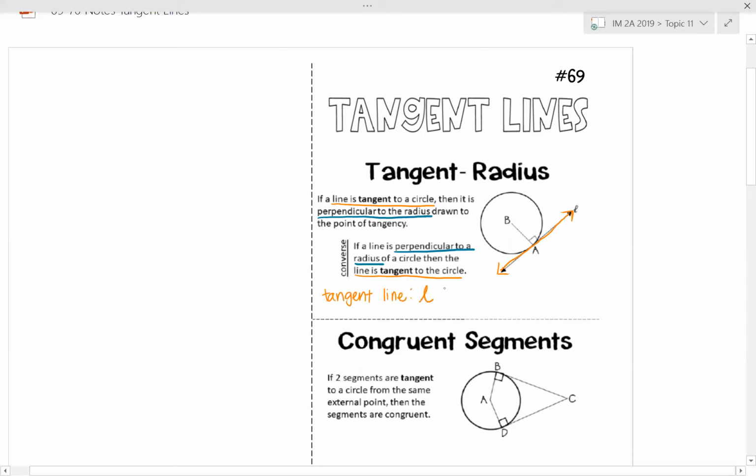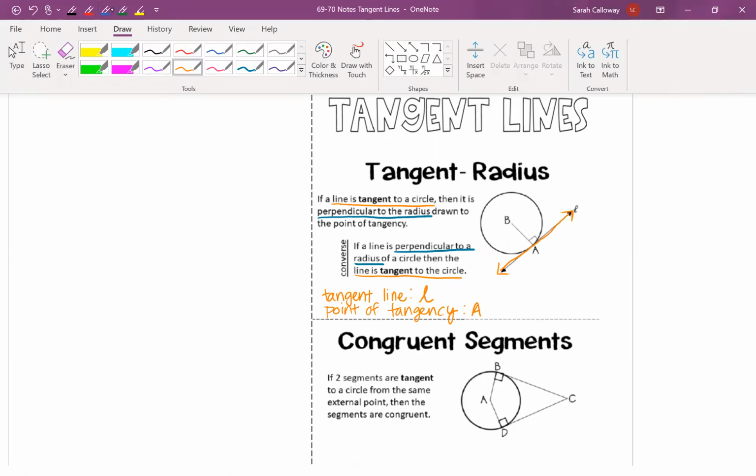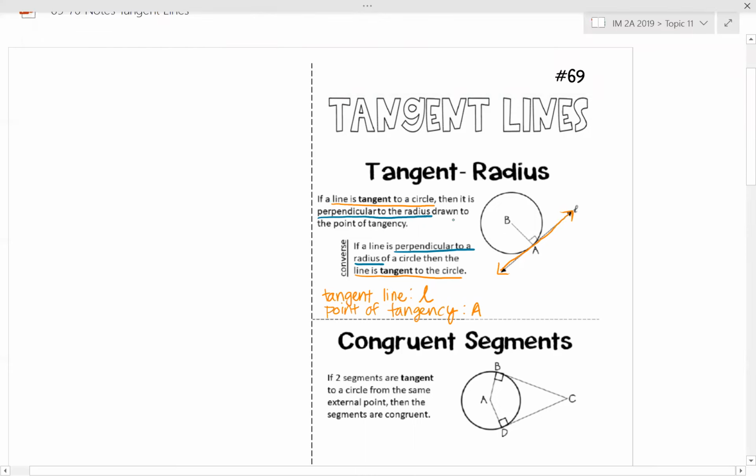And then remember, we talked about also the point of tangency. So looking at this diagram, that would be point A, where the radius is AB. And so if a line is tangent to the circle, then it is perpendicular to the radius drawn to the point of tangency. What this means is that line L is perpendicular to the radius AB. And so that's true for any tangent line.